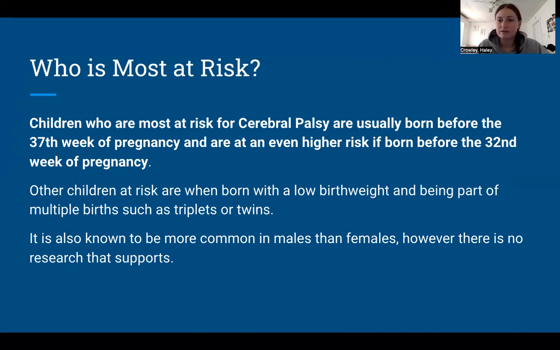Who is most at risk? Children who are most at risk for cerebral palsy are usually born before the 37th week of pregnancy and are at an even higher risk if born before the 32nd week of pregnancy. Other children at risk are those born with a low birth weight and being part of multiple births, such as triplets or twins. It is also said to be more common in males than females. However, there is no research to support that.